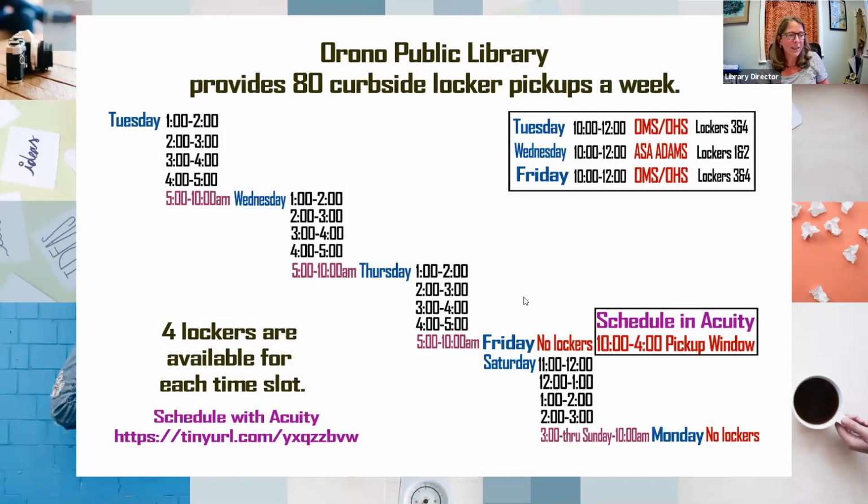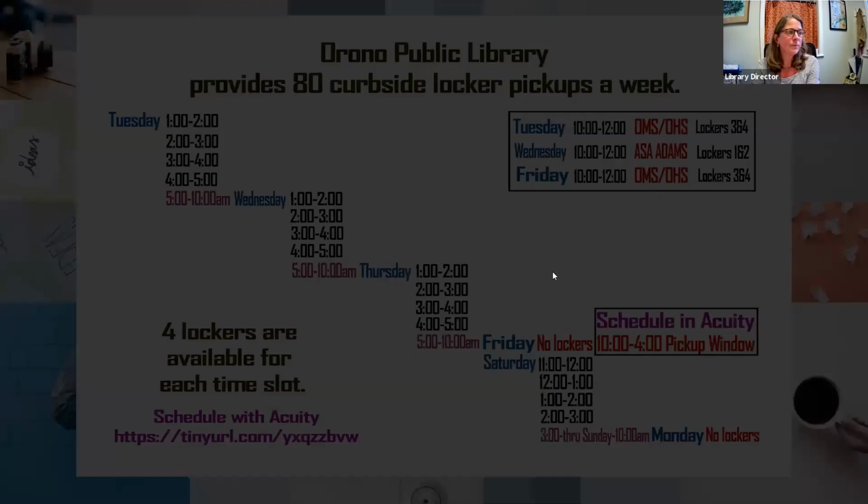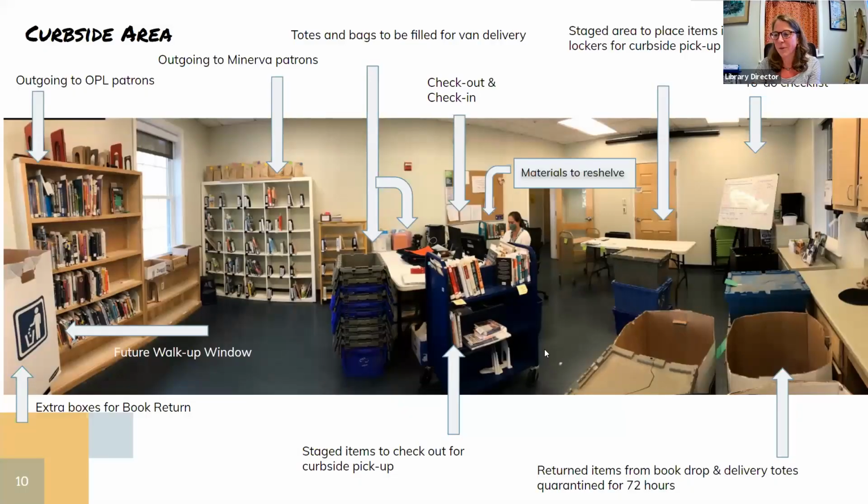This is our schedule. We are also using the Acuity scheduling just like the town offices, which is working out really well. So this is our curbside room. We've taken over the community room, and you can see that there's a lot going on here.